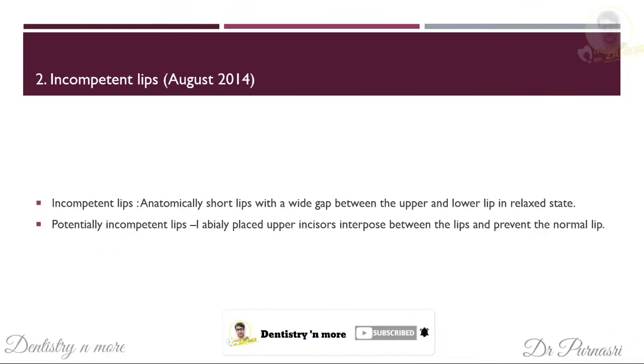The next question is incompetent lips. Incompetent lips are anatomically short lips with a wide gap between the upper and lower lip in the relaxed state. The patient will not be able to close the lips even if they try to, because they are short. Whereas potentially incompetent lips are due to labially placed upper incisors. If the teeth are placed too forward, they interpose between the lips and prevent normal lip closure. Because of the teeth, the patient is unable to close the lips fully. Those are called potentially incompetent lips.